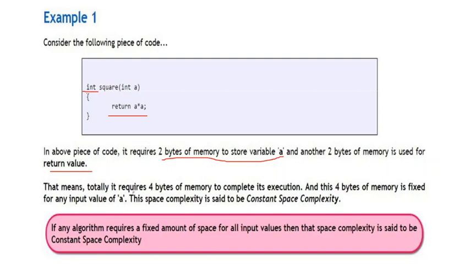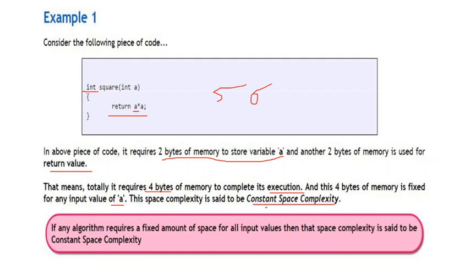So that means a total of 4 bytes of memory is required to complete the execution, and this 4 bytes of memory is fixed for any input value of a. The space complexity is said to be a constant space complexity. That means if the a value is changed, any number like 5, 6, 60, 70, any input value of this a, the space required is the same. So that is called constant space complexity.